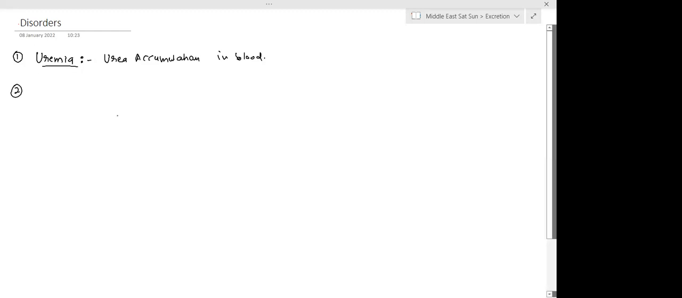Next is a very common thing, that is called renal calculi. So that is called kidney stone. Renal calculi or kidney stone. Stones are made up of actually calcium oxalate. They are the salts of oxalate. So keep on writing.